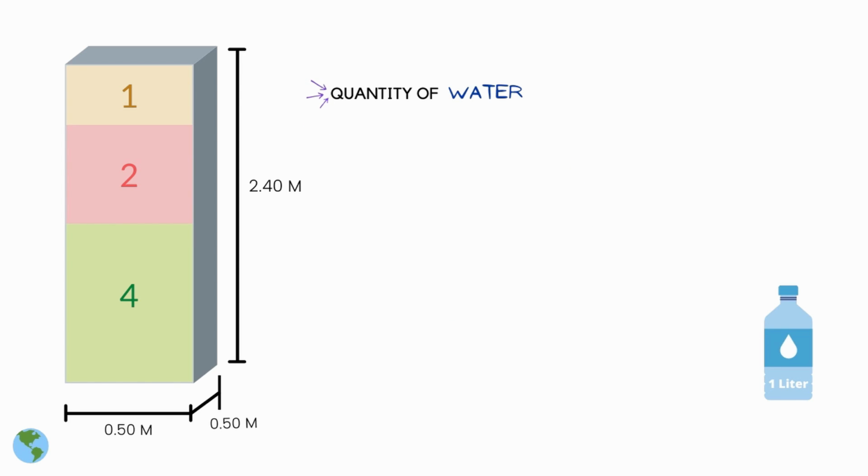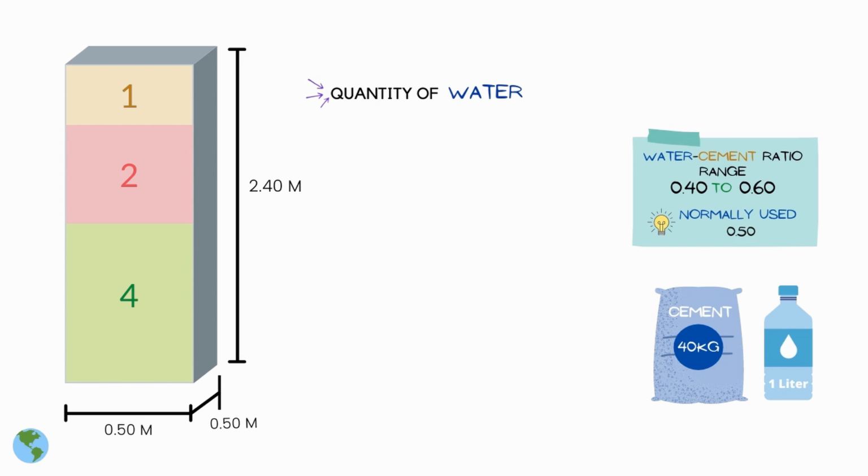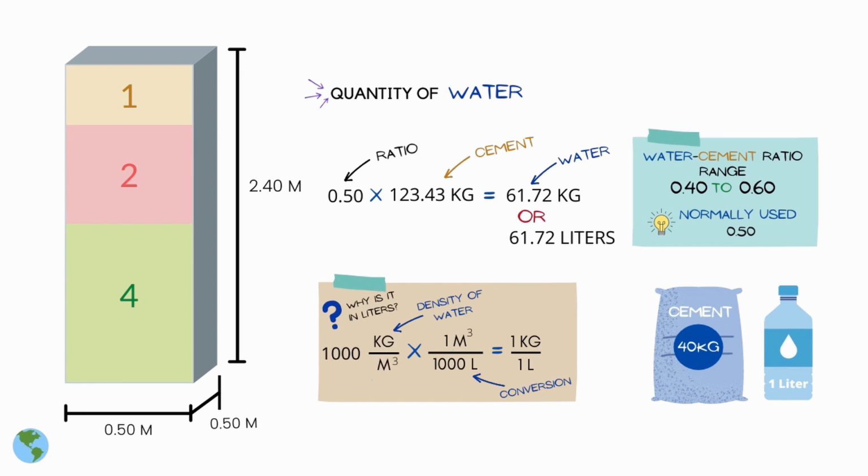Lastly, for the quantity of water, it is still highly dependent on the water-cement ratio. So the computation will be as follows: 0.50 multiplied by 123.43 kilograms of cement will have 61.72 kilograms of water, or 61.72 liters. One more thing, the water-cement ratio ranges are based on various workability tests, so we don't normally compute it.